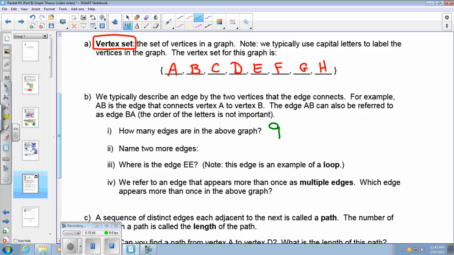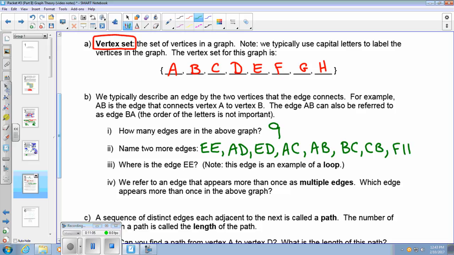Okay, name 2 more edges. I'm going to take a moment and write down all the possibilities while you take a look at the graph and see if you can find 2 more. Okay, I have the names of all 9 edges in there, and note that there are 2 edges connecting vertex B to C, and you could certainly write them both as BC. That would be fine.